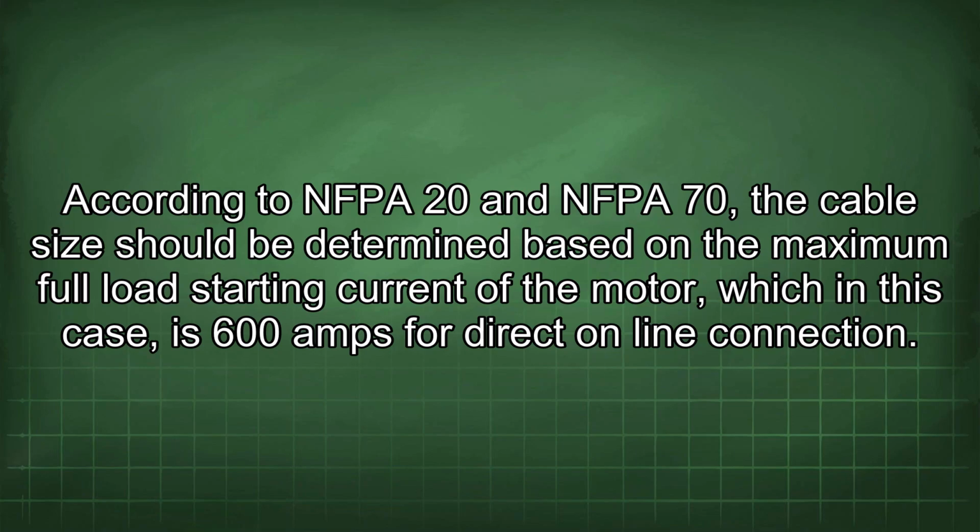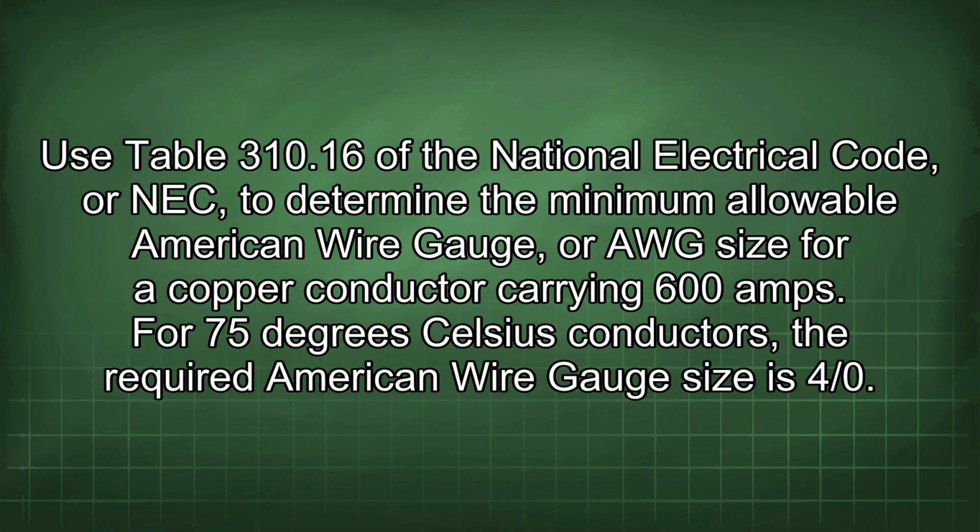According to NFPA 20 and NFPA 70, the cable size should be determined based on the maximum full load starting current of the motor, which in this case is 600 amps for direct online connection. Use Table 310.16 of the National Electrical Code, or NEC, to determine the minimum allowable American wire gauge, or AWG, size for a copper conductor carrying 600 amps.